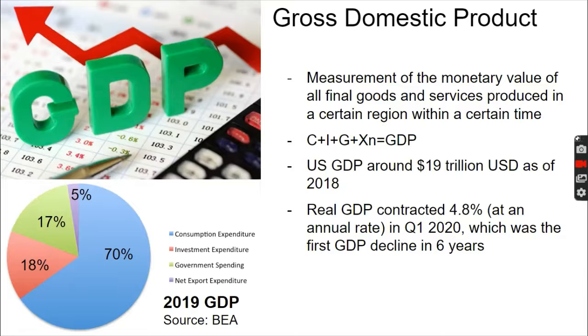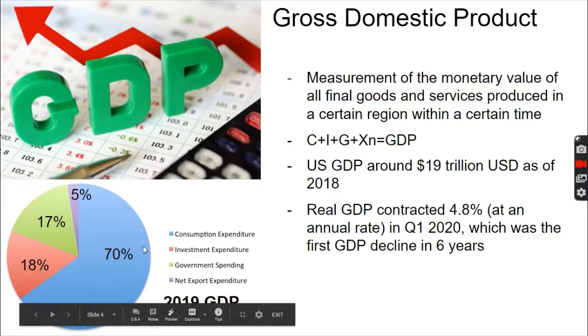So gross domestic product is a measurement of all the monetary value of all final goods and services produced in a certain region at a certain time, usually a country within a year. So it's the sum total of all goods and services produced, but it can also be the sum total of these four different categories that make up GDP, which is consumption, investment, government spending, and net export expenditure.